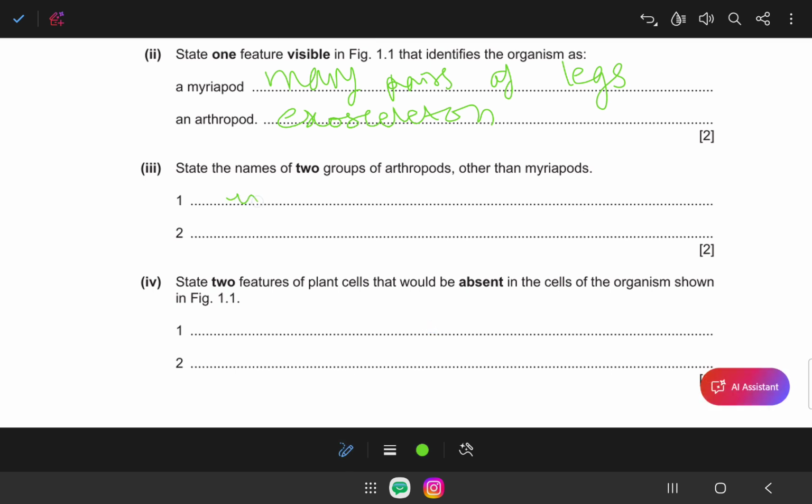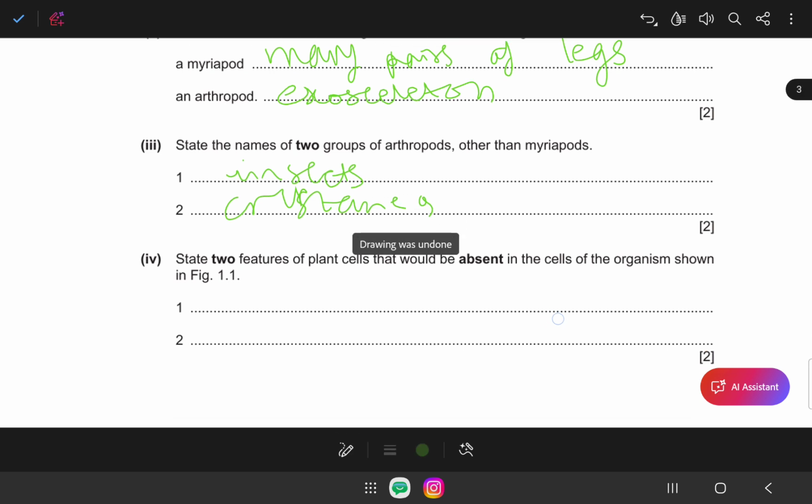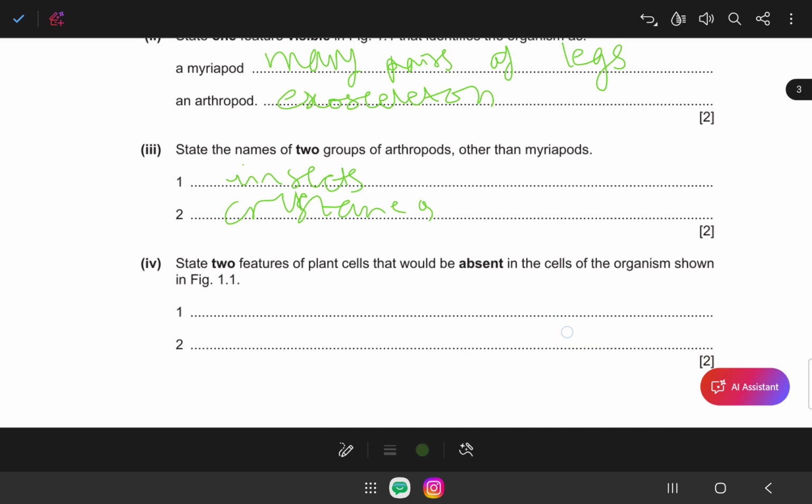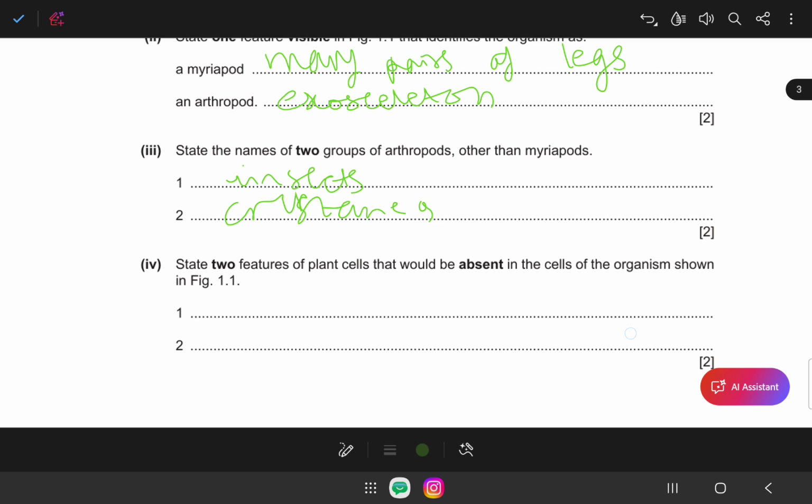This is easy. Insects, and you can say crustaceans. State two features of plant cells that would be absent in the cells shown in figure 1.1.